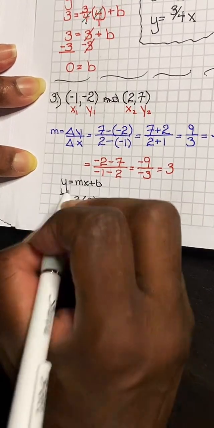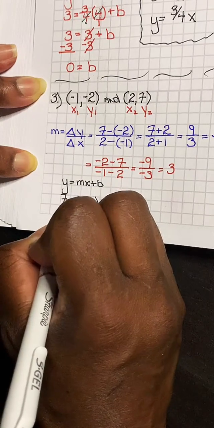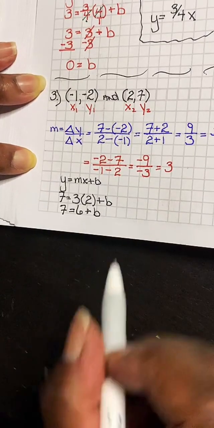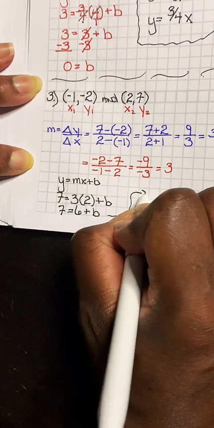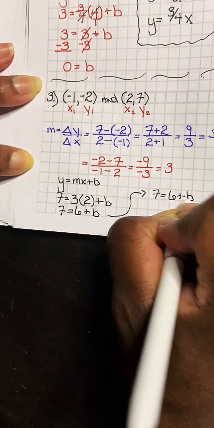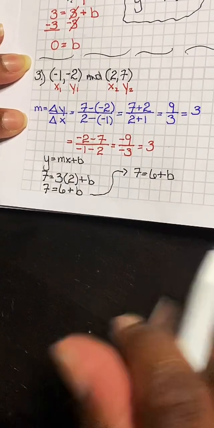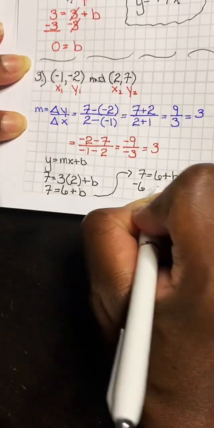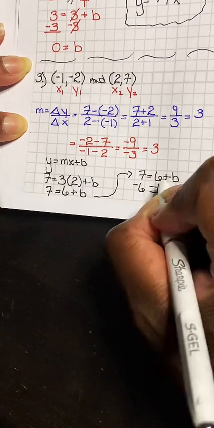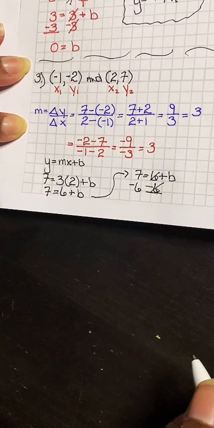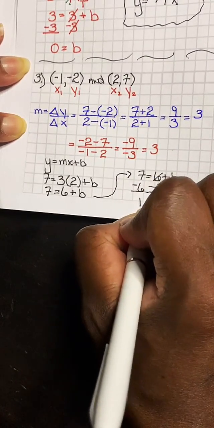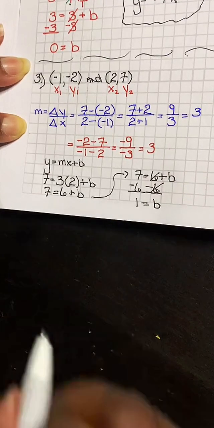Okay, 3 times 2 gives me 6. So that means you have 7 is equal to 6 plus b. I'm going to take it over here, just give myself some room. So we have 7 equals 6 plus b. So we're going to subtract 6, because we want to get b by itself. So 6 minus 6 gives me 0, but 7 minus 6 will give me a positive 1. That's going to be what our b is.